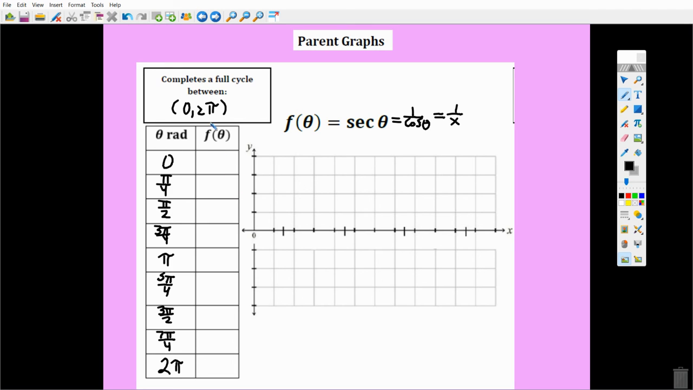So at 0, it was 1. At pi over 4, 1.4. And then we had undefined. And then we had negative 1.4. And then it was negative 1. And then again, negative 1.4. And then we had another undefined, and then we go back to 1.4, and then back to 1. Okay, so these all are equivalent of 1 unit.